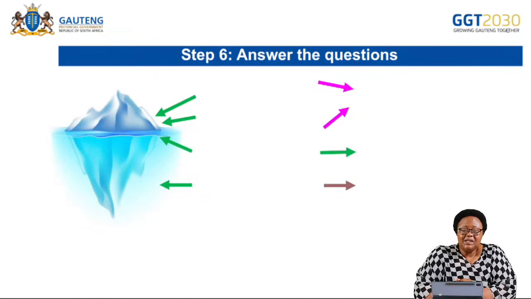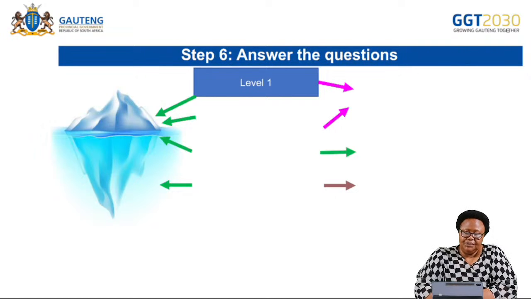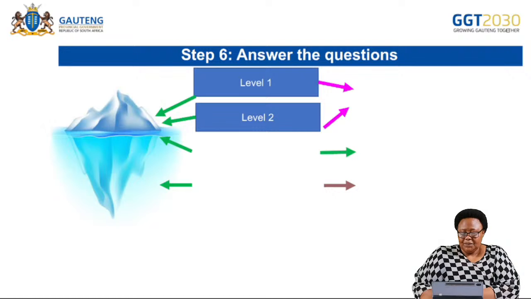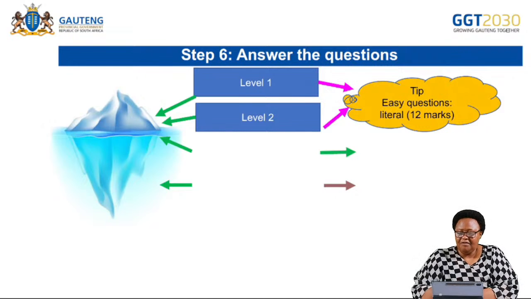Right. Step 6, you have to answer questions. And then we're following the iceberg approach. We have level 1 and 2 questions. These are very easy questions, very easy to get because they are in the passage. So we refer to these as the tip of the iceberg questions. They carry 12 marks and they are literal because everything you get is from the passage.